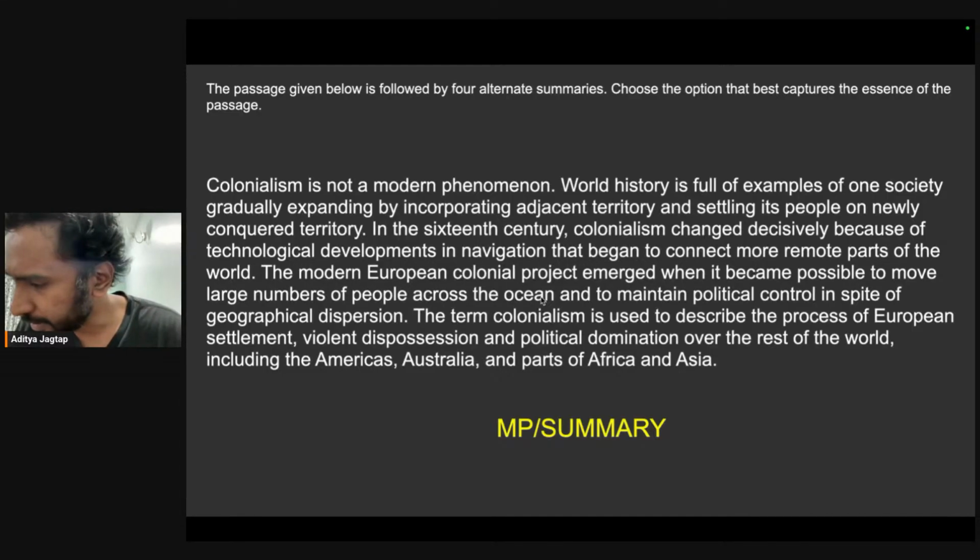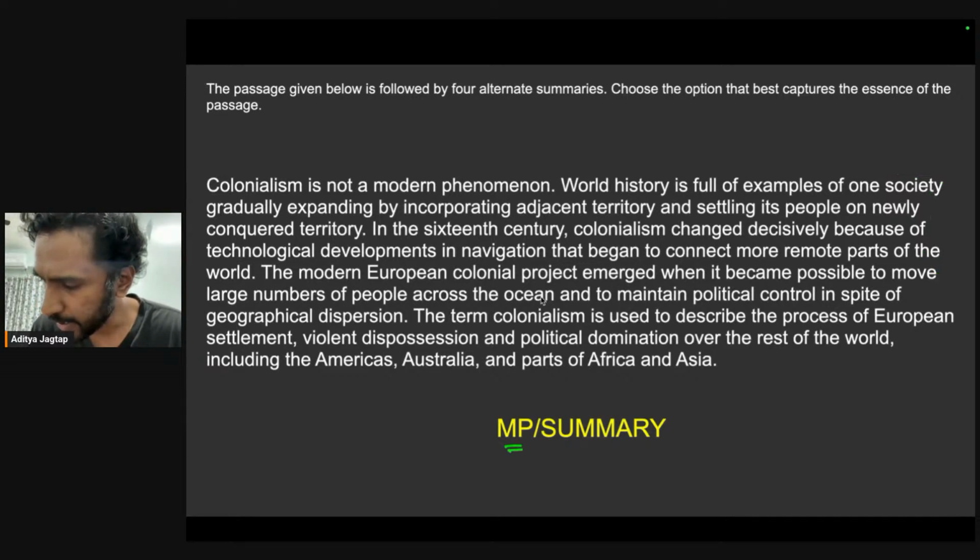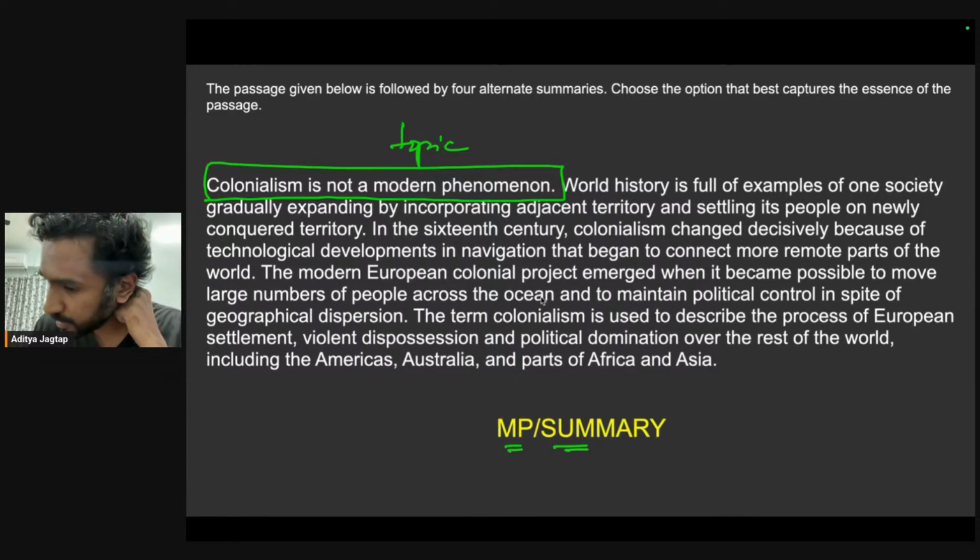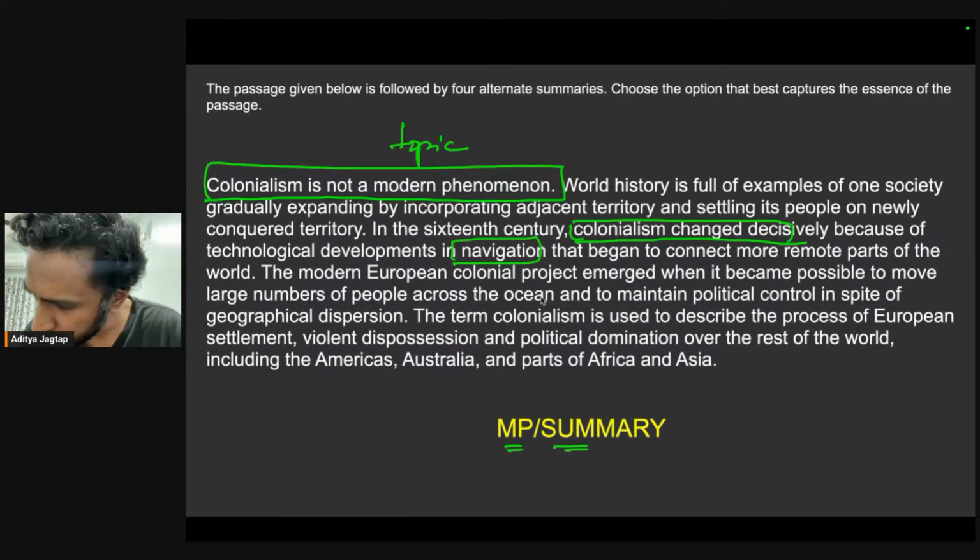Now, as I'd already told you, we don't know the title or subtitle. We have to figure out which words indicate the main point or summary of the author. Let's say this is the topic of the author, and about this topic the author tells us colonialism is not modern, it's old, and it has changed decisively due to navigation, and the modern European colonial project has been used as an illustration. So about this topic, the author has told us these three things.